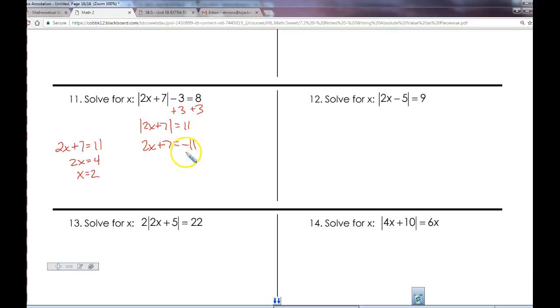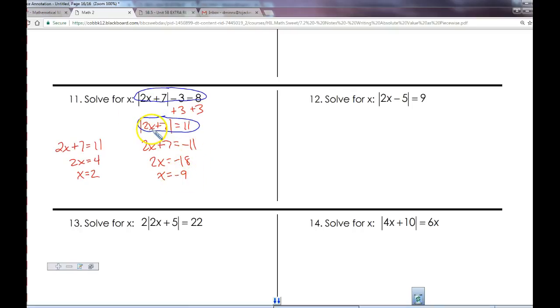Now solving here, subtract 7 from both sides. 2x equals negative 18. Divide both sides by 2. X equals negative 9. Well, let's plug it in and see. For positive 2, 2 times 2 is 4. 4 plus 7 is 11. The absolute value of 11 is 11. Minus 3 is 8. That works just fine. Let me change my colors so you can see. We can check either in the original or in the transformed. Probably easier just to check in this transformed. So let's plug in negative 9.